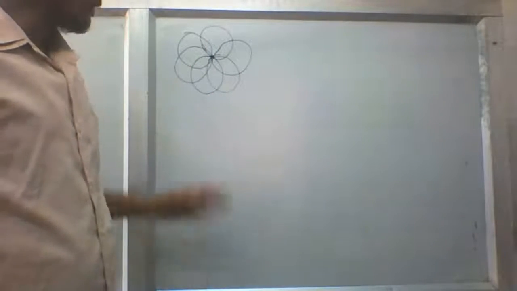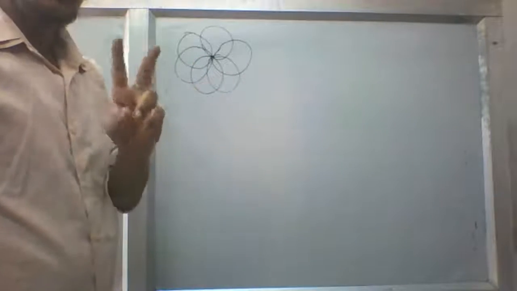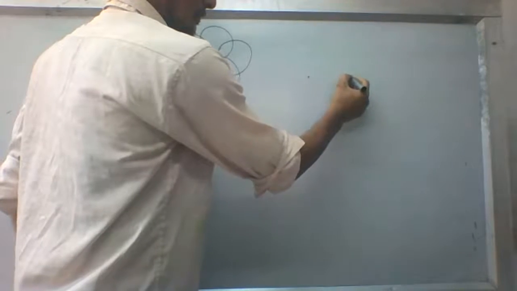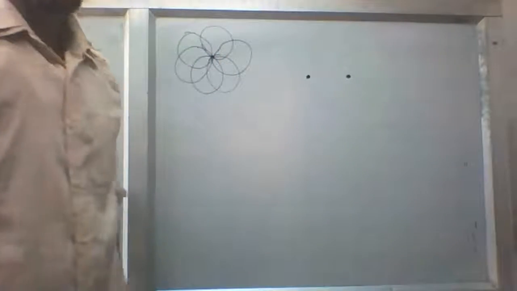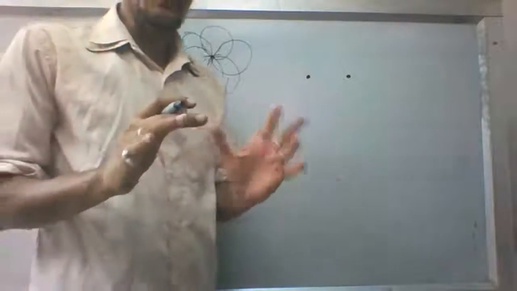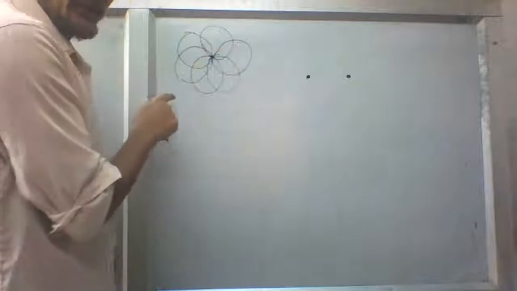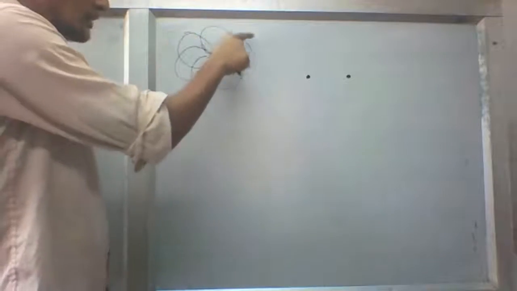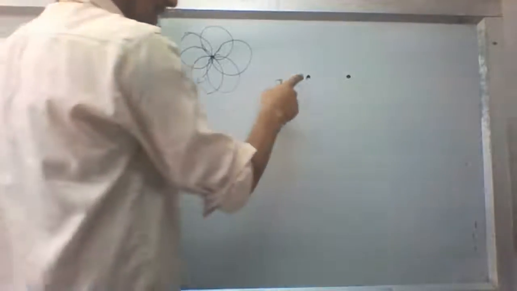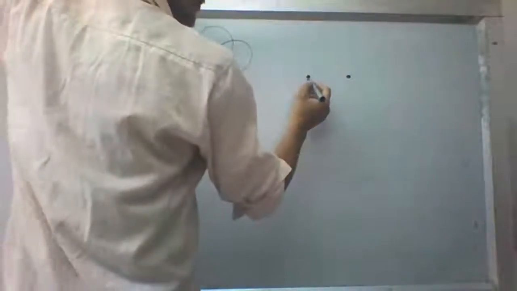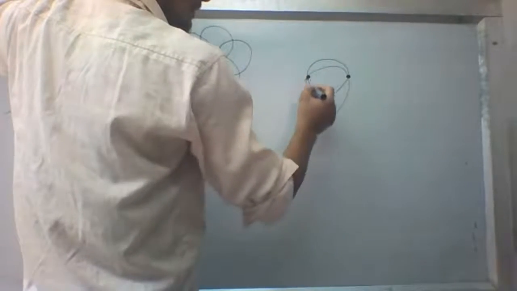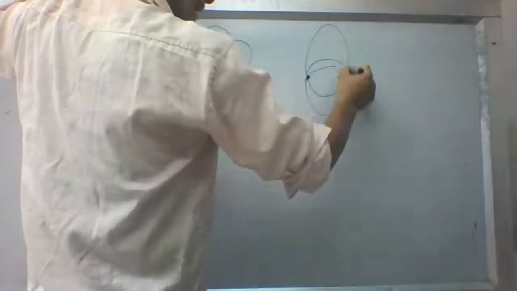Got it? But if this point is 2 in number, 1 point and a second point, then how many circles can you draw? Your circles will be restricted now. Here the circles were not restricted. Any direction you can take those circles, because this was only 1 point. But if this is 2 points, then your circle would be like this, or like this, or like this.